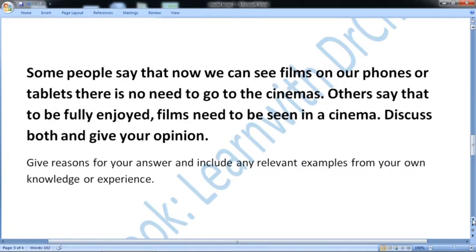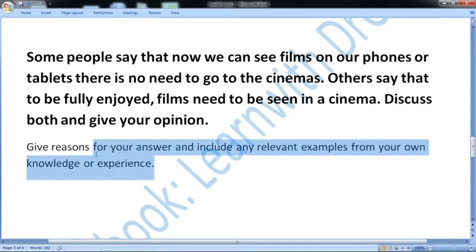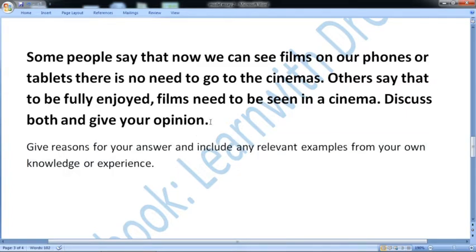This is our writing task for today. Some people say that now we can see films on our phones or tablets. There is no need to go to the cinemas. Others say that to be fully enjoyed, films need to be seen in a cinema. Discuss both sides and give your opinion. This last line is the same for every IELTS essay, so you don't need to read it. Don't waste your time here.